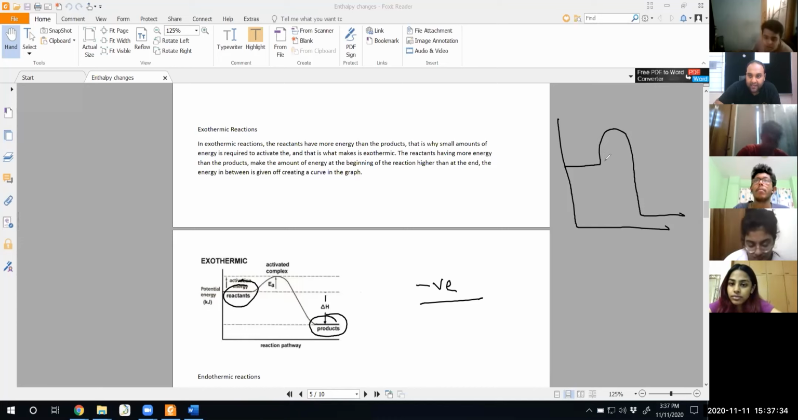And there's a small bulge. This bulge is for the activation energy. The activation energy should always be measured starting from the line of the reactants to the maximum point. So what is this activation energy? This is the minimum amount of energy which is required to start off the reaction.